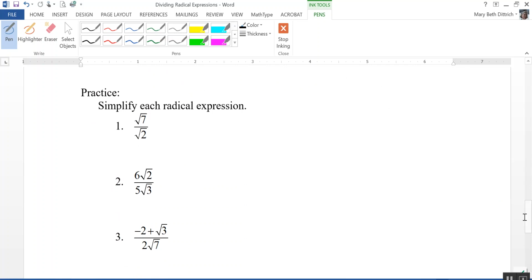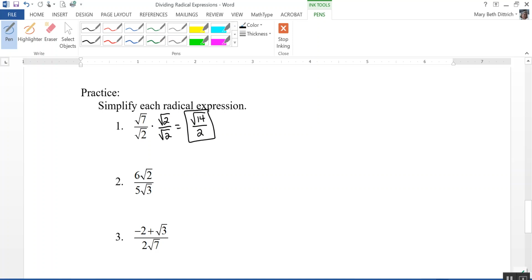Okay, let's take a look at these examples here. First one is square root of 7 divided by the square root of 2. I can't have a square root of 2 in the denominator, so I'm going to rationalize my denominator. And that's going to give me square root of 7 times square root of 2 is the square root of 14 divided by 2, and that is simplified.